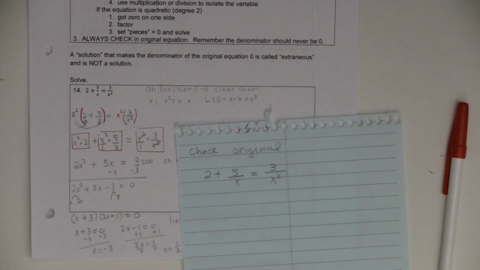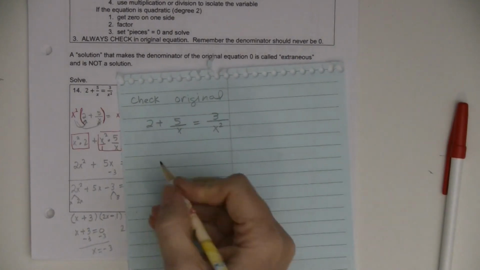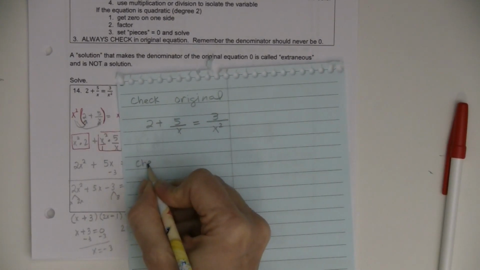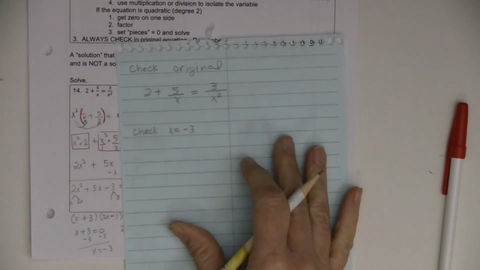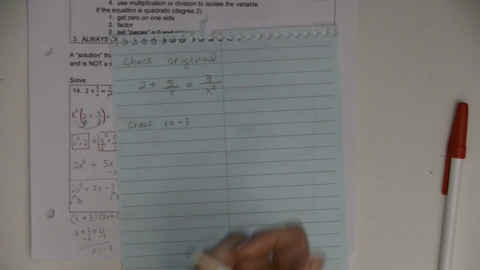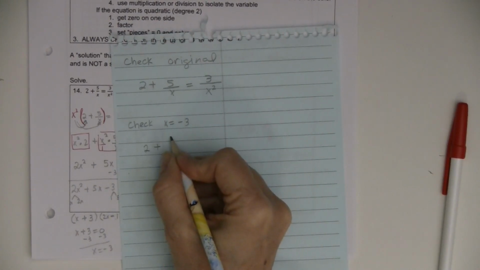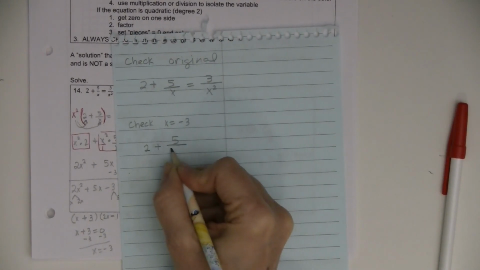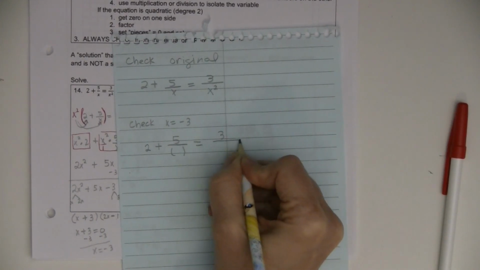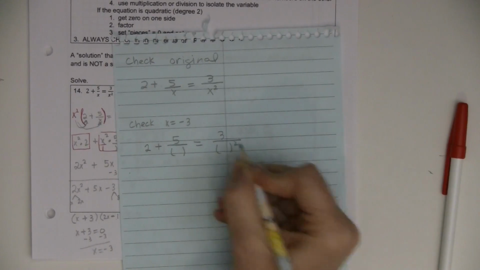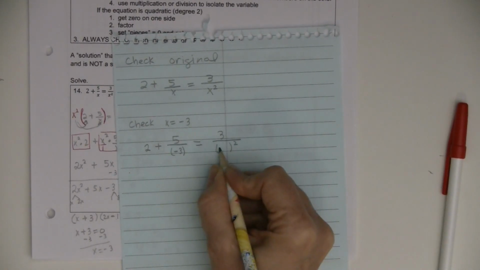And you only check these things one at a time. So I can either check negative 3 first or half first. It doesn't matter. So I'm going to start off checking x equals negative 3. And where I see x, I'm going to put in negative 3. So this is going to look like 2 plus 5 over, and then there's where my x is, equals 3 over negative 3 squared, right?